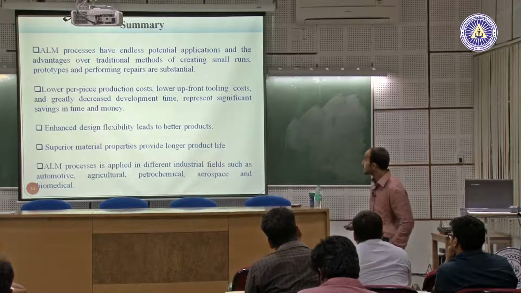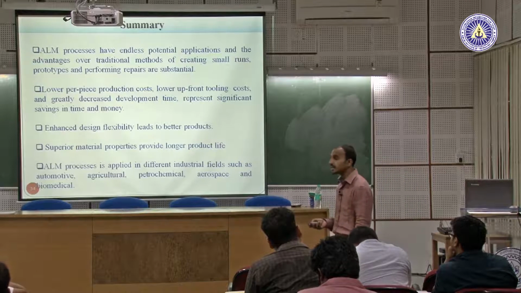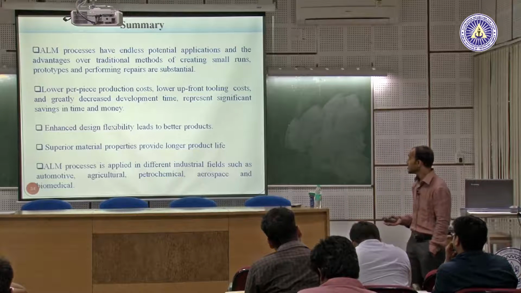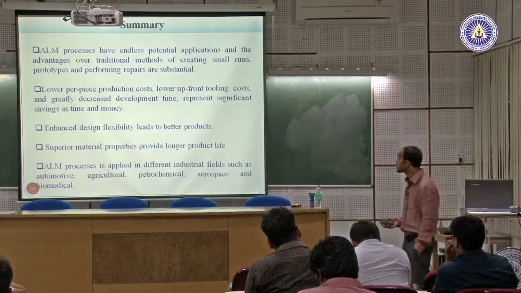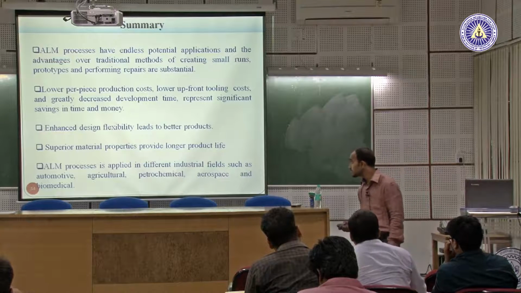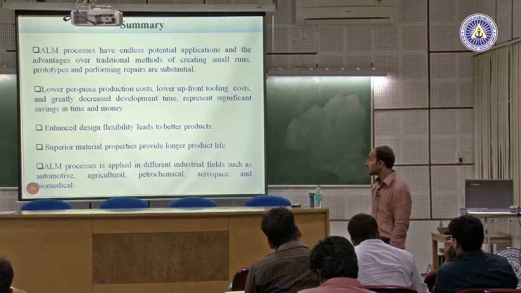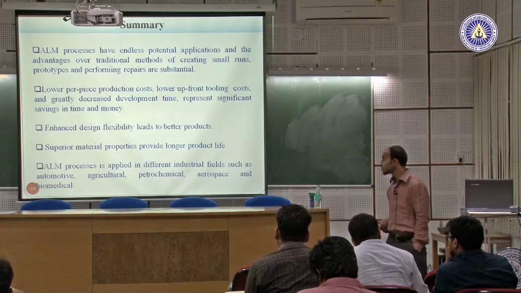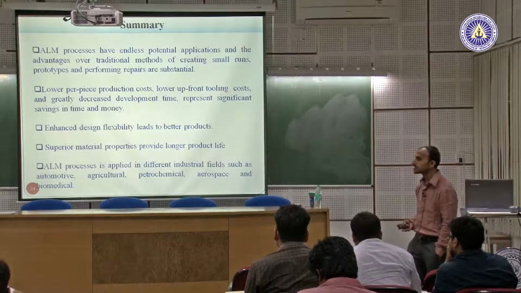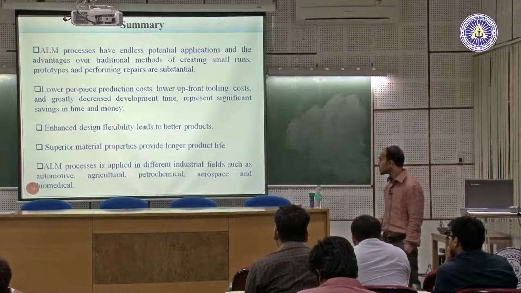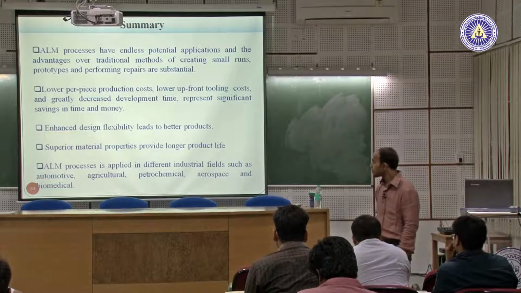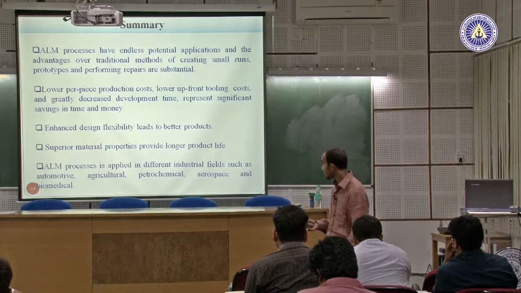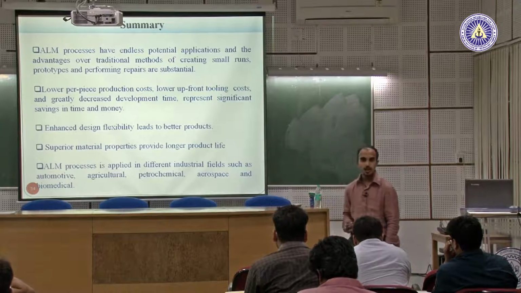This is a summary of additive layer manufacturing. This process has really endless potential applications, and an advantage over traditional methods in creating small-run prototypes. It also gives a much lower per-piece production cost and lower upfront tooling cost, enhances design flexibility, and leads to better products. We can also use additive layer manufacturing in different applications such as automotive, agriculture, petrochemical, aerospace, and biomedical.